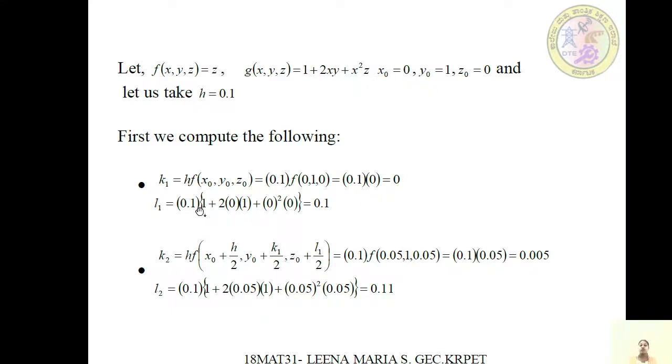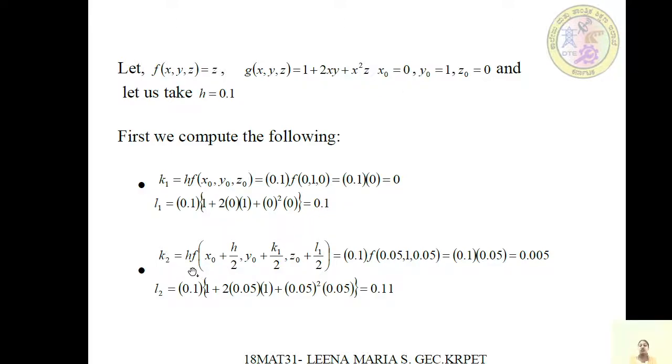l1 is equal to 0.1 into, I am going to see the second function. The value of the second function is 1 plus 2 into x naught y naught, so x naught is 0 and y naught is 1, plus again x naught square, which is 0 square, and z naught, and z naught also is 0. So after substituting these values and simplification, we get 0.1 into 1, which is 0.1.